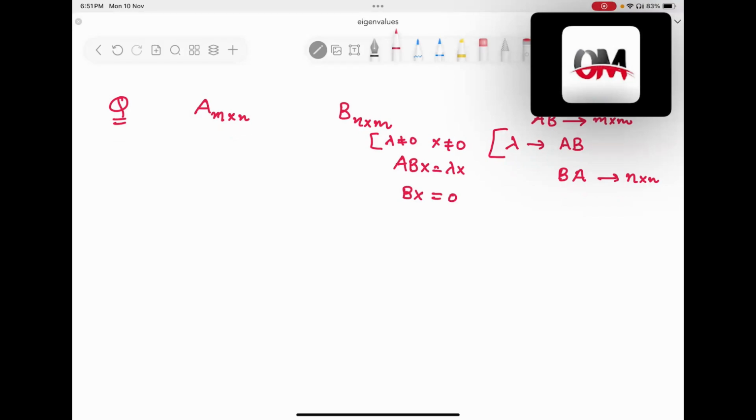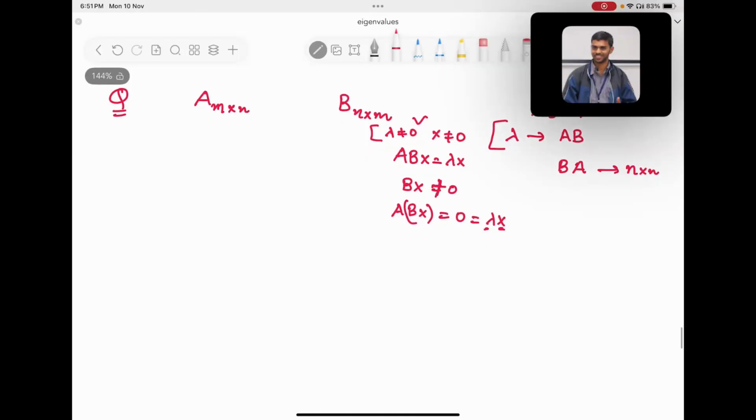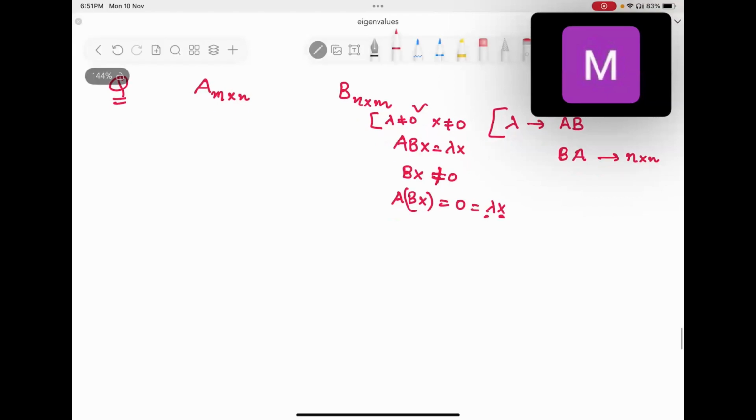If Bx equals 0, then what will be AB into x? Bx equals 0, so A into this 0 will be 0, right? So lambda x equals 0. X is not 0, so lambda has to be 0. But we are taking lambda non-zero. So Bx has to be non-zero, right?